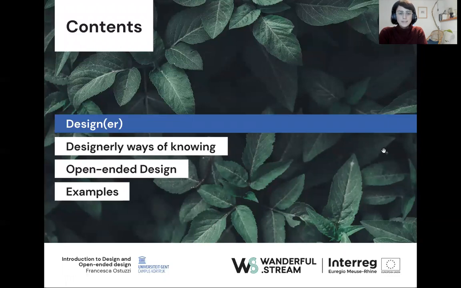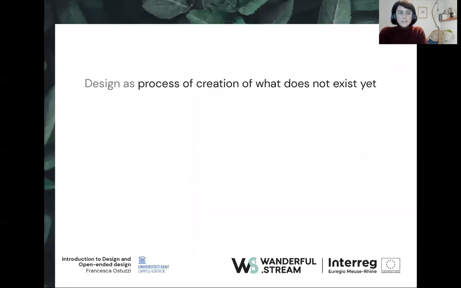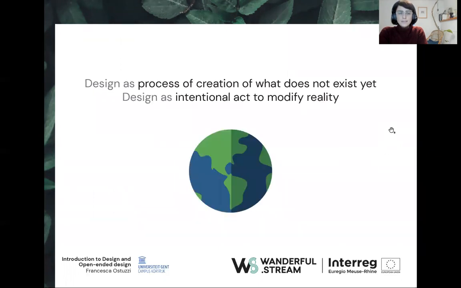Starting with what design is. Design can be defined as the process of creation of what does not exist yet. In fact, design constitutes an intentional act to modify reality. So when we design, we want to change the world to a better status.